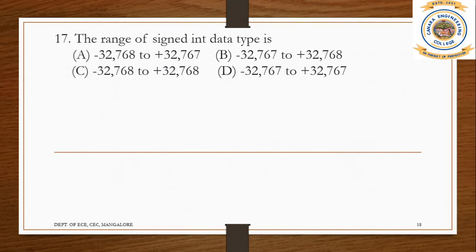Now there is integer data type in 8051C. My question is, what is the range of it? Whether it is option A, option B, option C or option D. So how will we know that? You can remember this value, that is absolutely fine. But you should understand that the question is about signed integer data type. So what is signed? The data type is 16-bit wide.